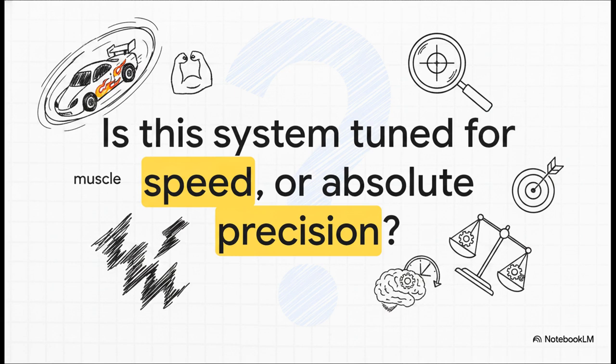So, the next time you fly a drone or set your thermostat, ask yourself, what were the engineers prioritizing here? Was it tuned for blistering speed or absolute uncompromising precision?